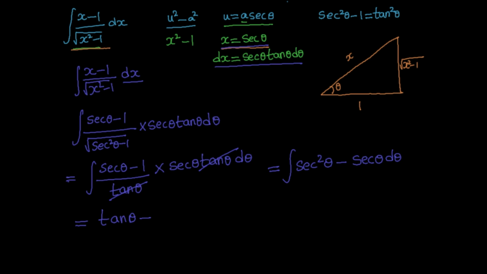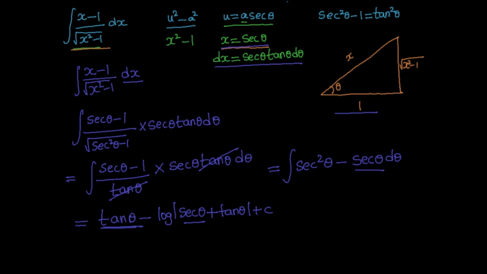and integral of secant theta is log mod. This is integral of secant square theta, and integral of secant theta will be equal to log mod sec theta plus tan theta plus c. And from the reference triangle you can find the values of tan theta, secant theta.